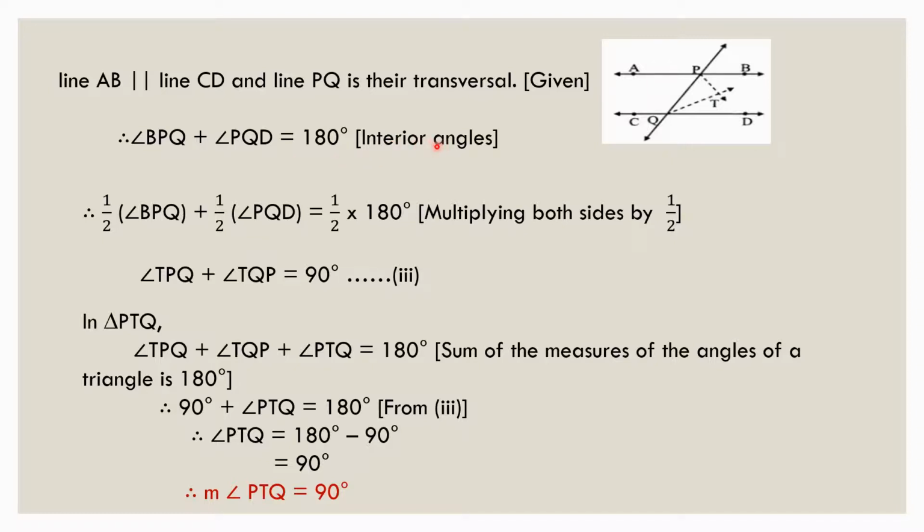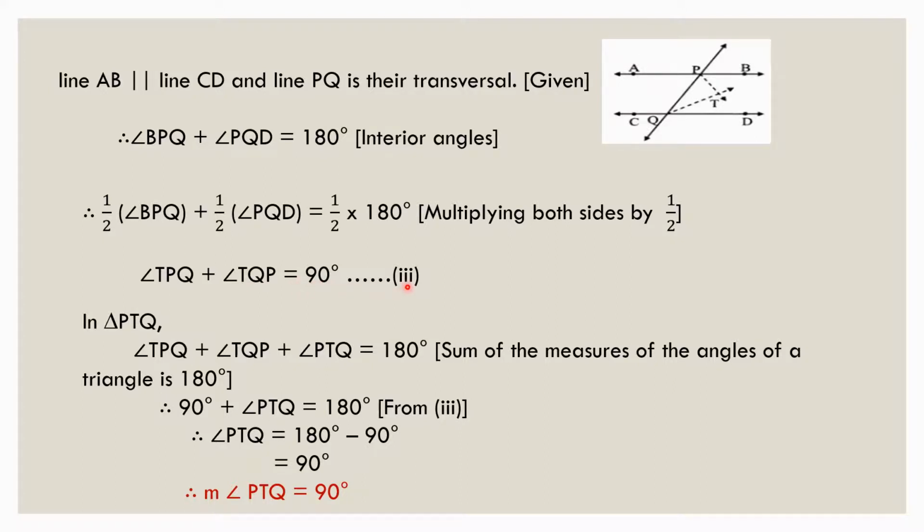Multiplying both sides by 1 by 2, therefore 1 by 2 into angle BPQ plus 1 by 2 into angle PQD is equal to 1 by 2 into 180 degrees. That is, half into angle BPQ is equal to angle TPQ. Therefore angle TPQ plus angle TQP is equal to 90 degrees. That is equation number 3.